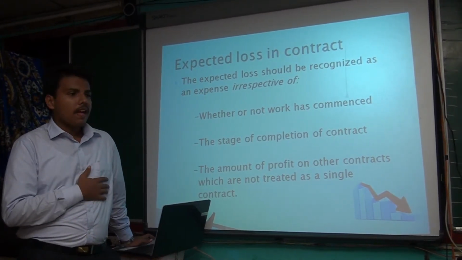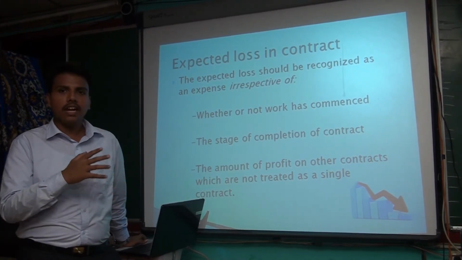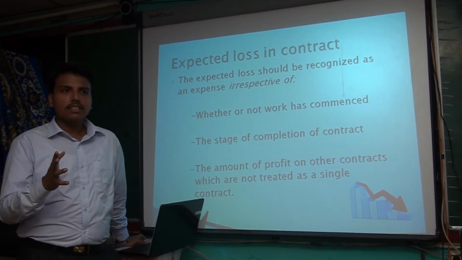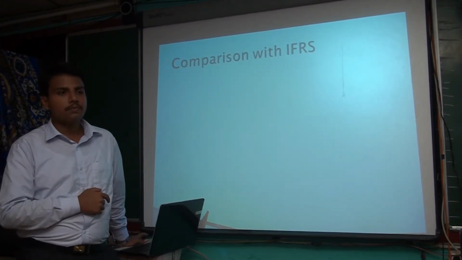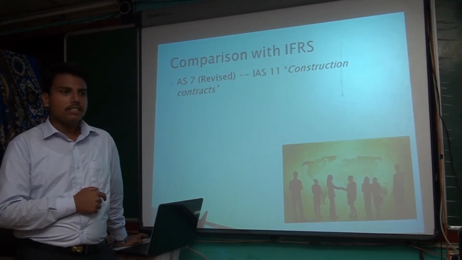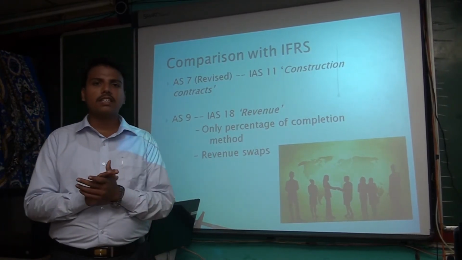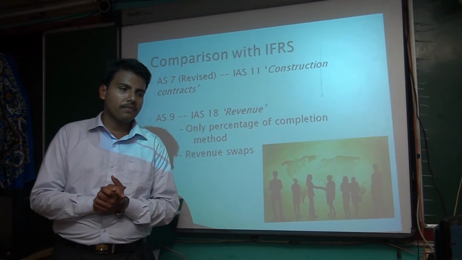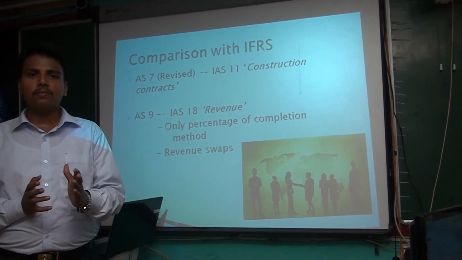So now, having seen both the standards, revenue recognition and construction contracts, let us compare them with IFRS, the global reporting language. The corresponding international standard for AS 7 is IAS 11 construction contracts. They are typically identical. The corresponding standard for AS 9 revenue is IAS 18.